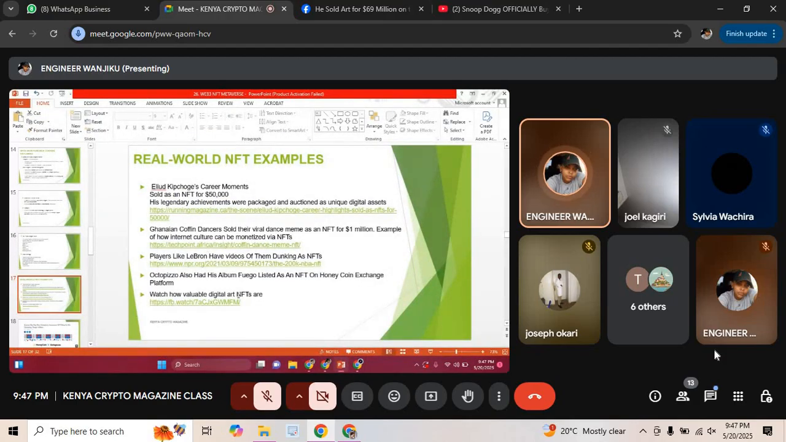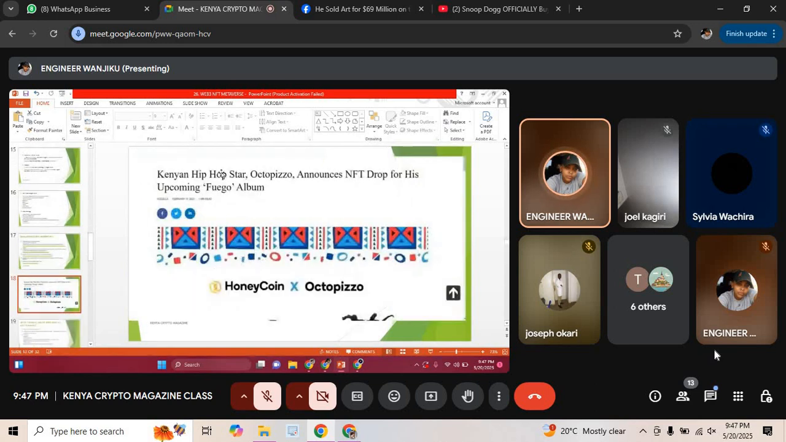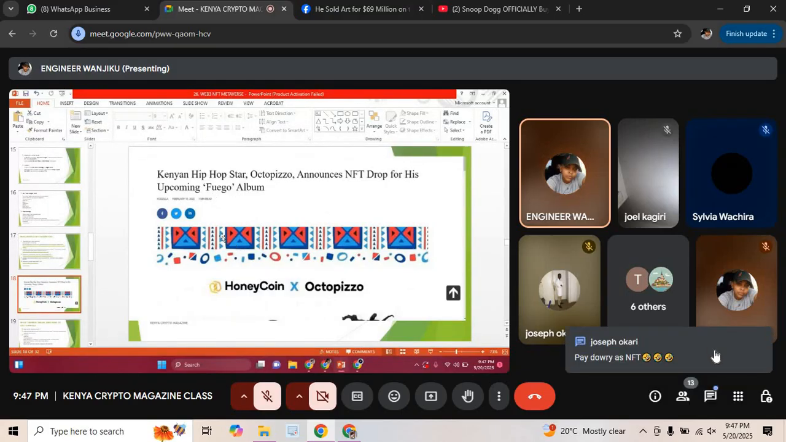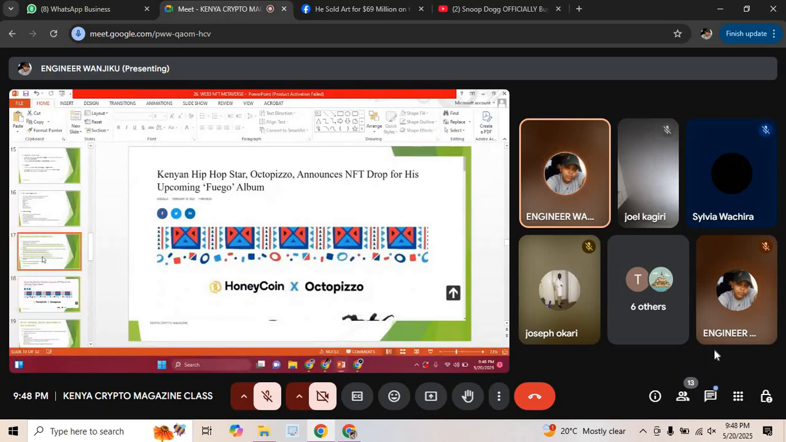We have also Octopizzo, who had his album Fuego listed as an NFT on the Honeycoin exchange platform. You can see that Kenyan hip hop star Octopizzo announces NFT drop for his upcoming music album known as Fuego. So he actually had his album as an NFT on the Honeycoin marketplace. We look at NFT marketplaces.